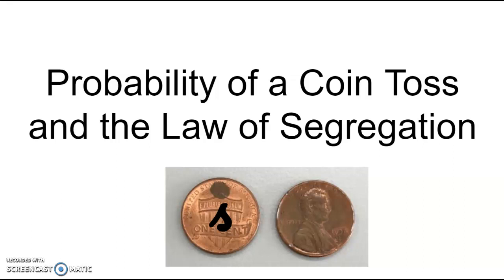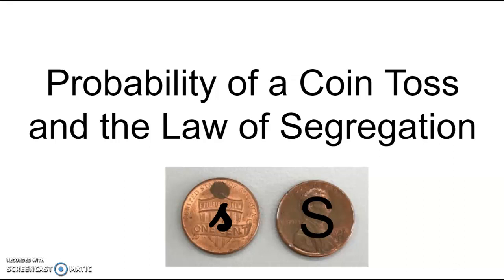So again, the tails of our coin will represent the recessive allele, which in this case is the gene for long big toes, and the heads side of our coin will represent the dominant allele, which in this case is the gene for short big toes. And each time we flip the coin, we are modeling Mendel's law of segregation, which says the parent can give one of those two alleles, but never both.